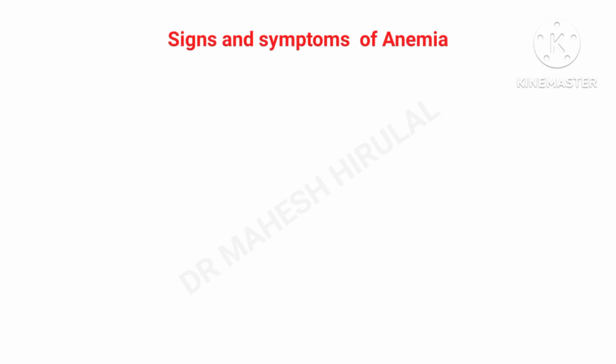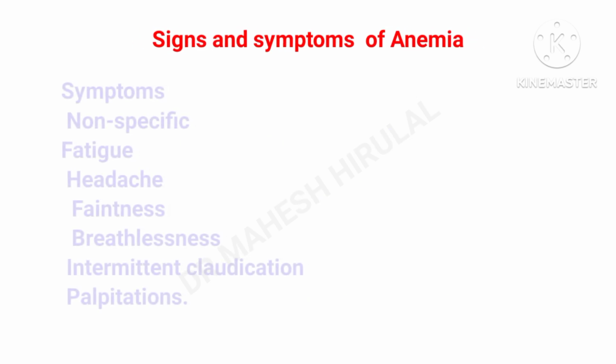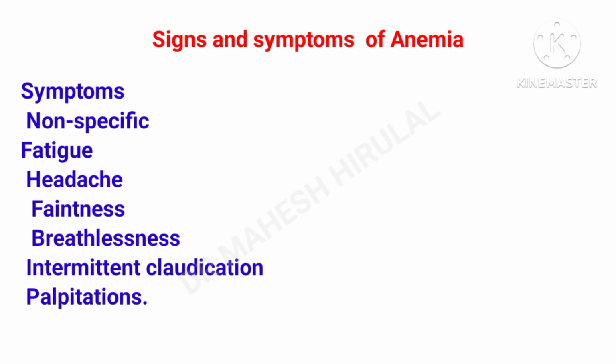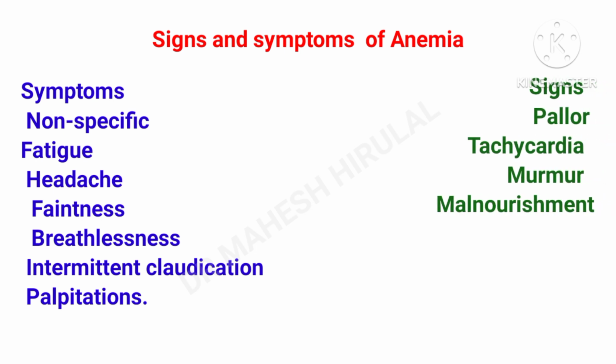Most of the time, a patient with anemia may not show specific symptoms. He may show generalized symptoms like fatigue, headache, and breathlessness. If the anemia is severe, then he may show breathlessness, intermittent claudication, and palpitations. The physician should do a thorough examination of the patient and should elicit the signs of anemia like pallor, tachycardia, murmur, and the signs of malnourishment.